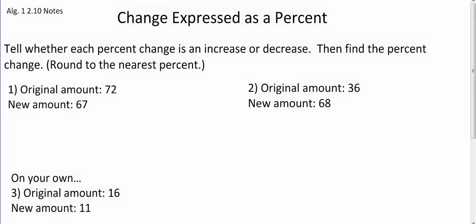Algebra 1 students, here are your 2.10 notes. Change expressed as a percent. I know you guys understand decimals and you understand that 2.10 is exactly the same as 2.1. However, in our math book, there is a distinction.